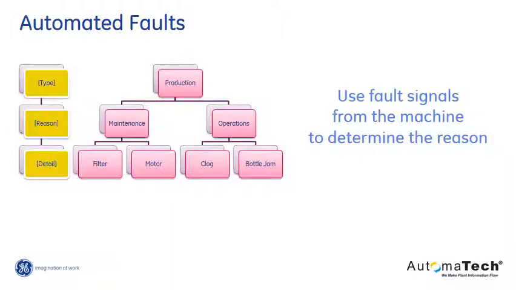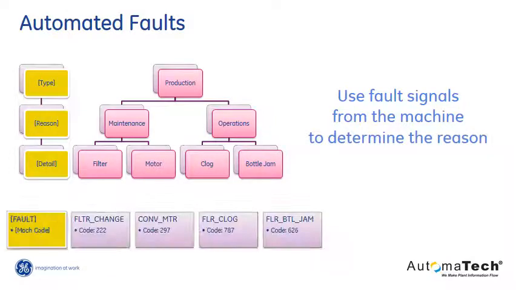Turning quickly back to that reason tree we created, we want to be able to take advantage of those fault codes coming in from the filler. So what we want to do is have a translation table. Fault code 222, which is for a filter change, we'd want to line up with our reason tree for down because of filter, and so on. For the motor failure, the clog, bottle jams, anything that we can have as a value coming in from the machine filler, we can translate into a reason, and now we can quantify those reasons into a bar chart.